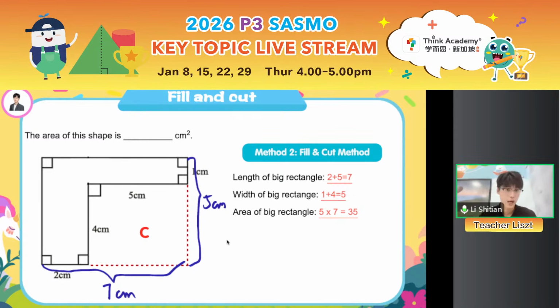Can you guys find the area of rectangle C here? Of course, it's still easy, right? We know the length of it, and we know the breadth of it. Can you guys find the area of C? Of course. Use 4 times 5. Then we find the answer, which is 20.